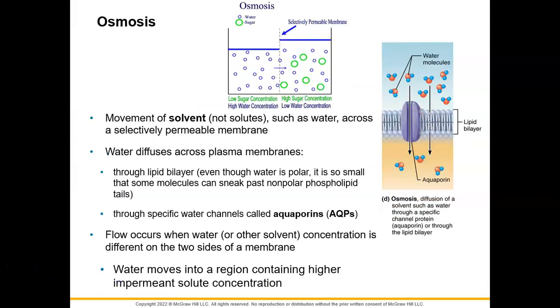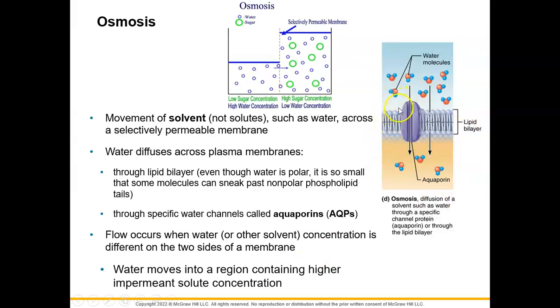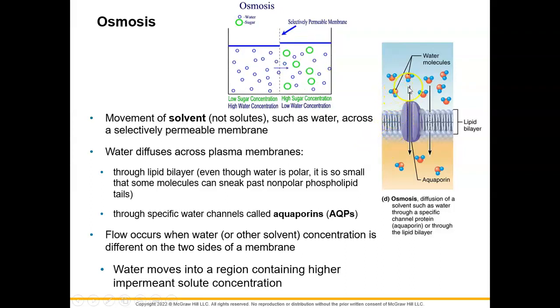Osmosis is movement of a solvent, not solutes. In our body, the solvent is water, and when that solvent moves across a selectively permeable membrane, that is known as osmosis. Water diffuses across plasma membranes through lipid bilayers, which seems surprising because we said that the lipid bilayer keeps hydrophilic substances out. And hydrophilic substances are substances that are polar and like water.